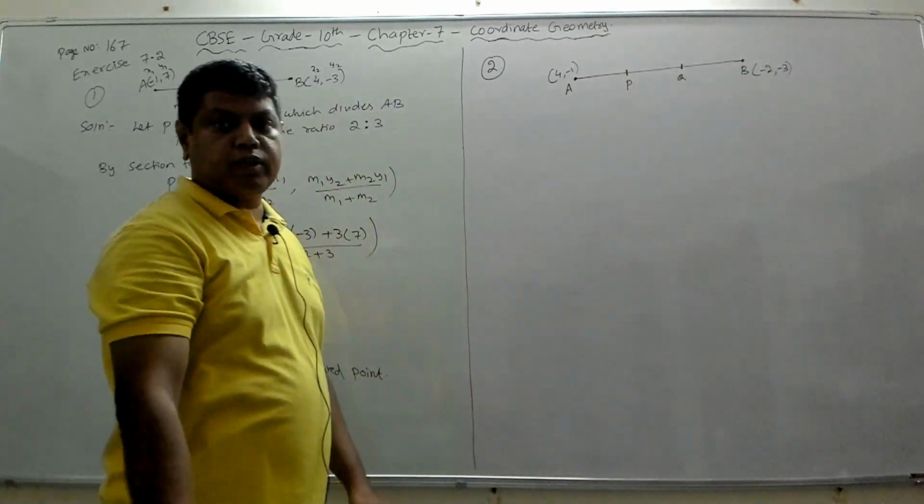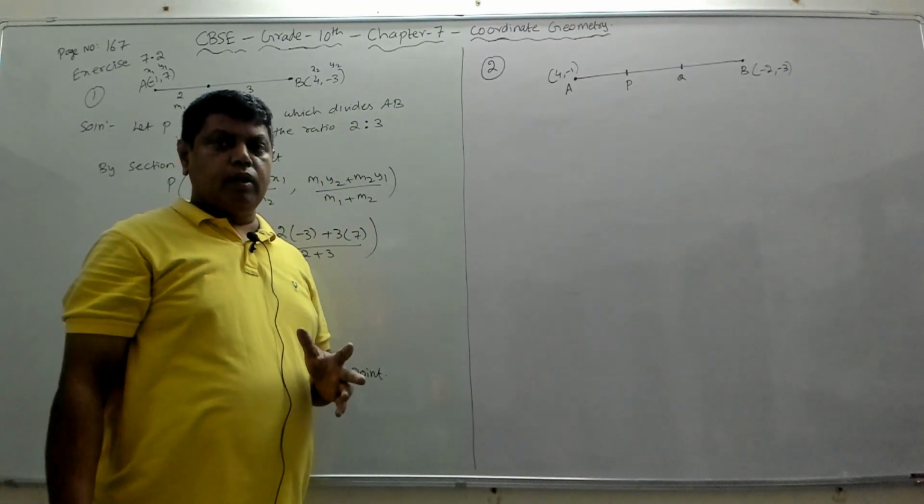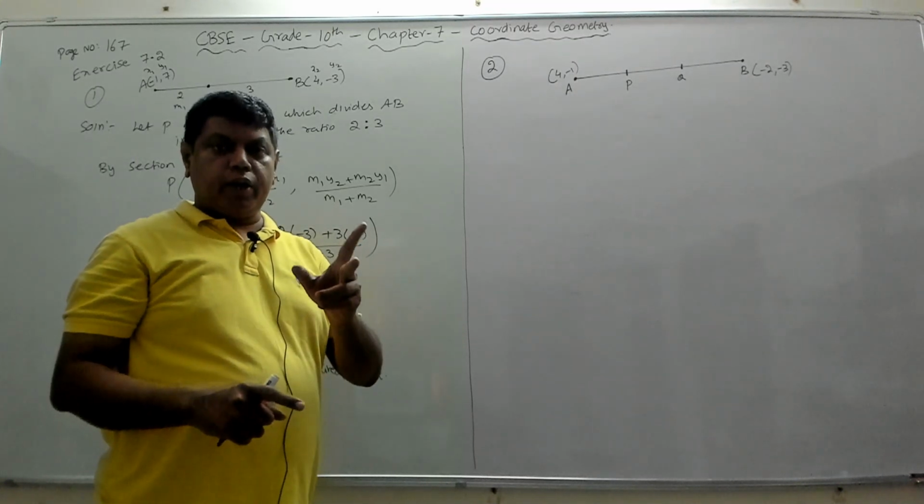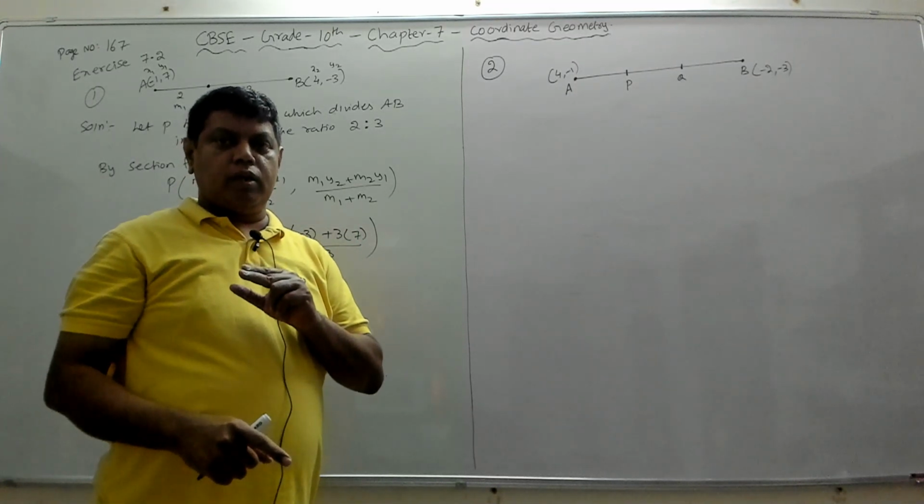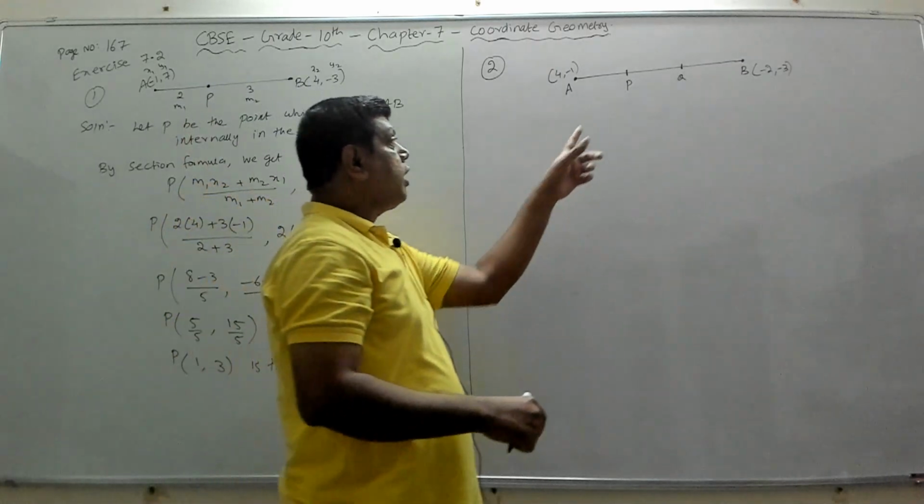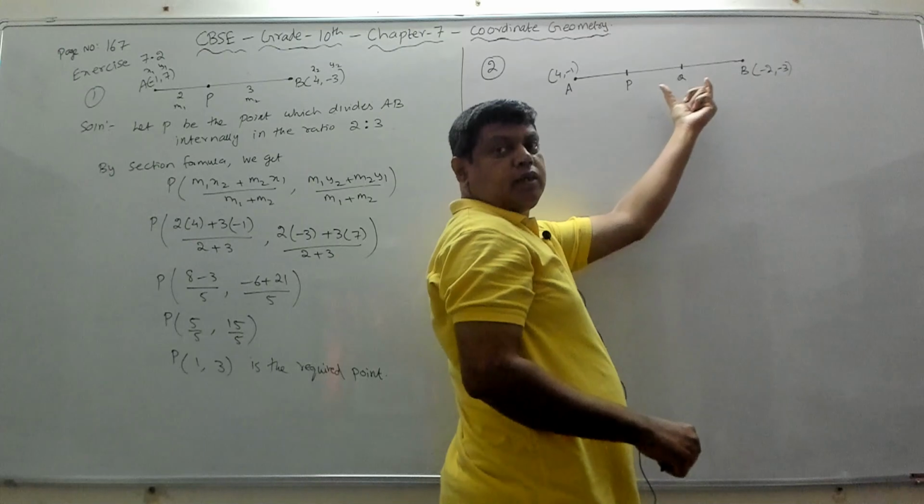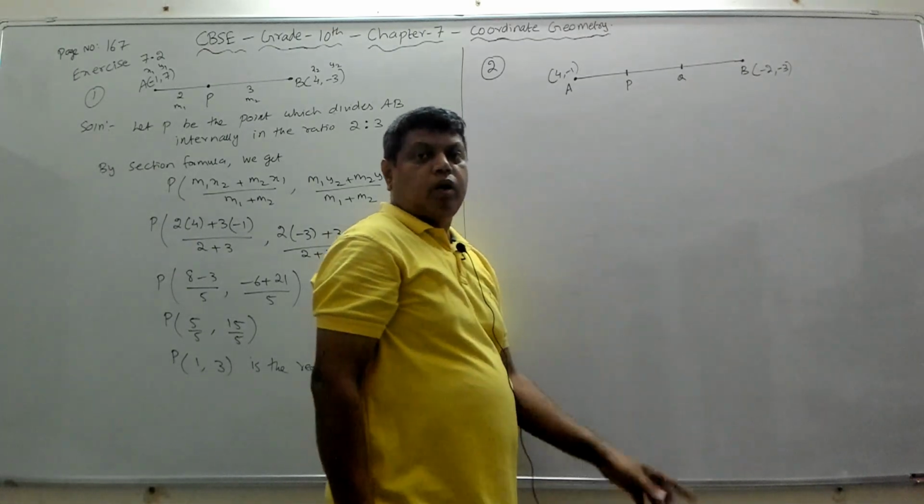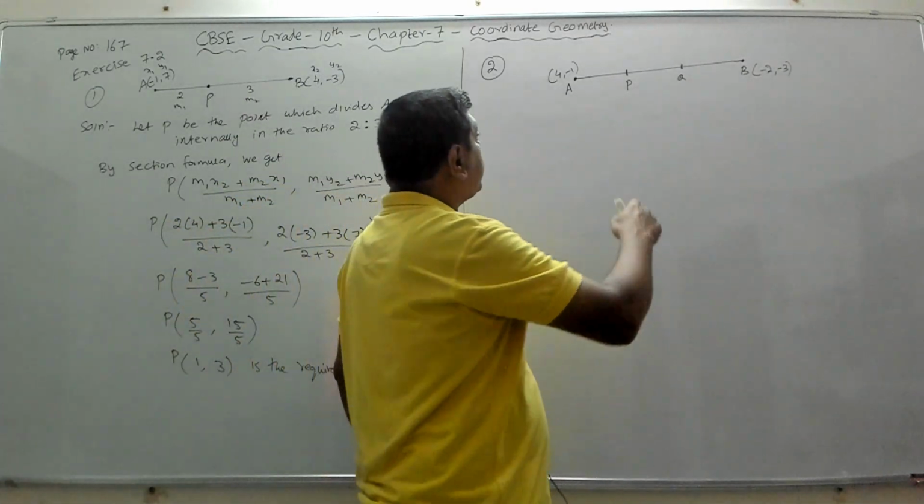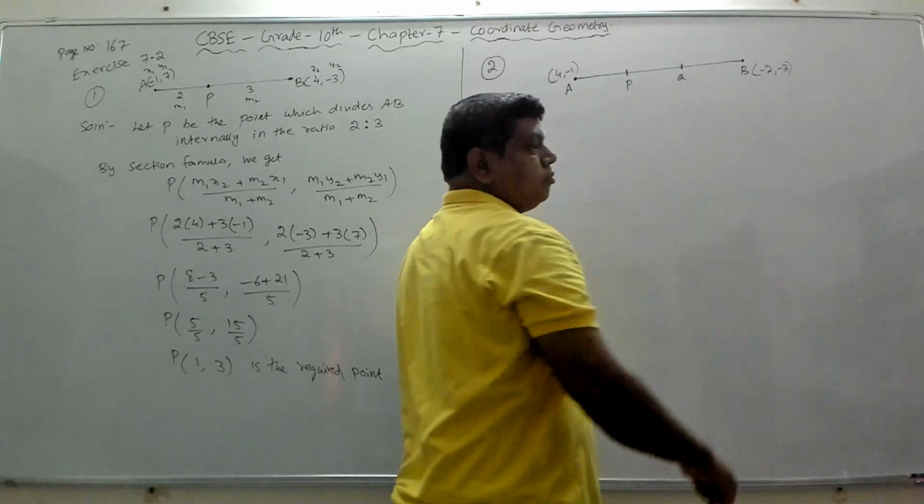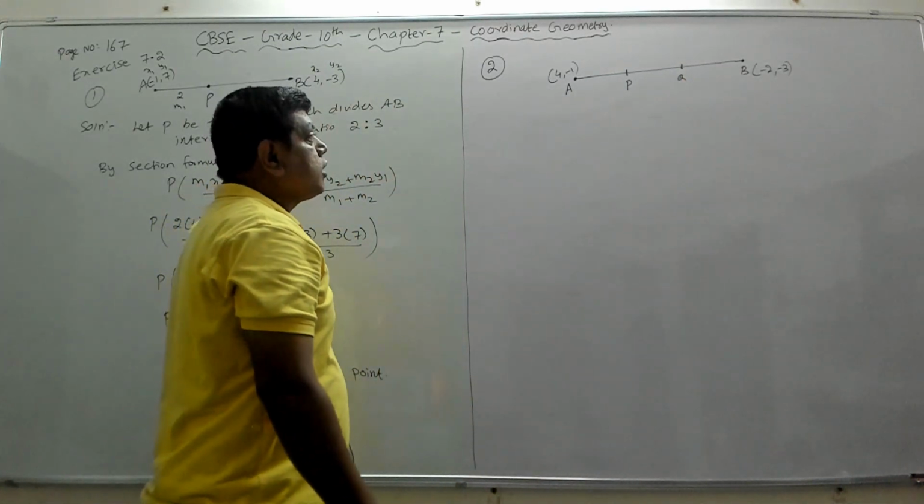That is the meaning of trisection. If you want to cut a line into 3 pieces, you have to cut at 2 points. If you cut at 2 points P and Q, you'll get 3 pieces. This is one piece, PQ is another piece, QB is another piece. Now we should find the coordinates of the points P and Q. What is P? What is Q?